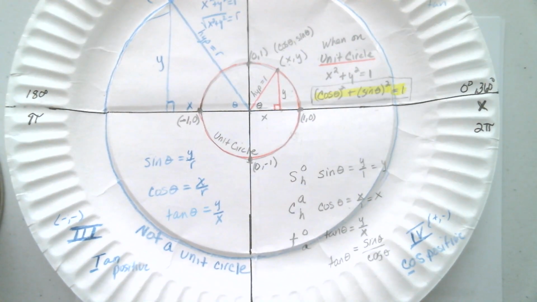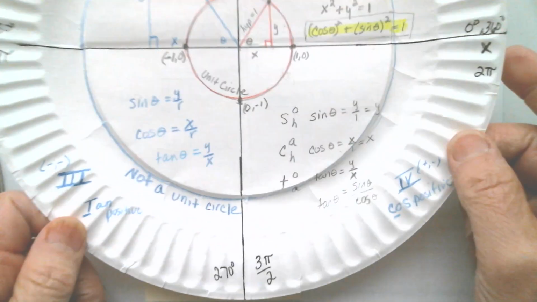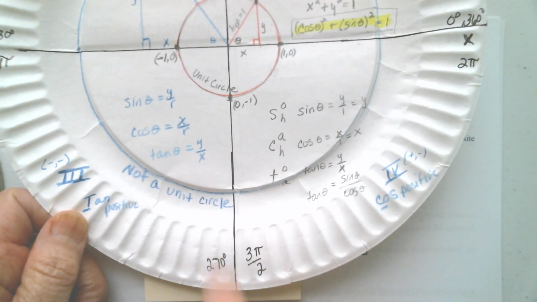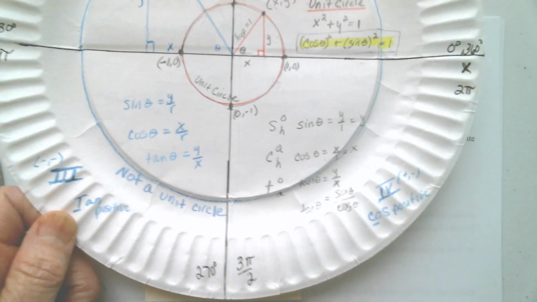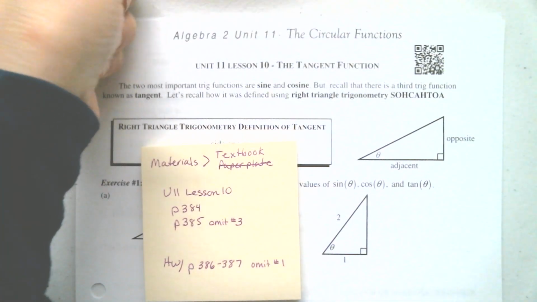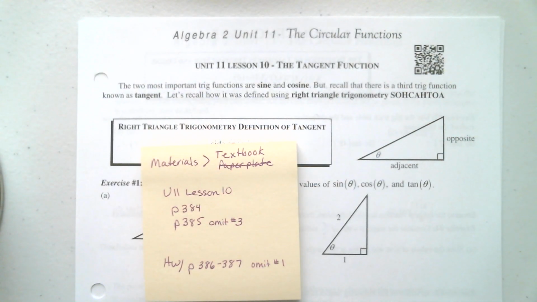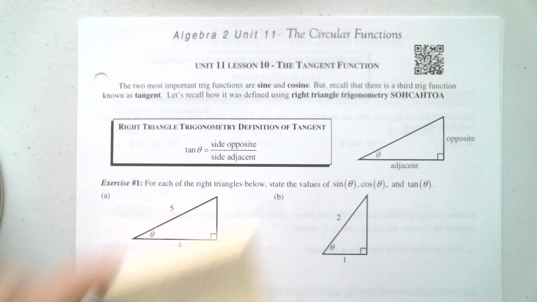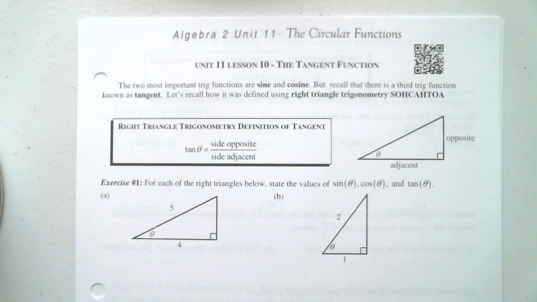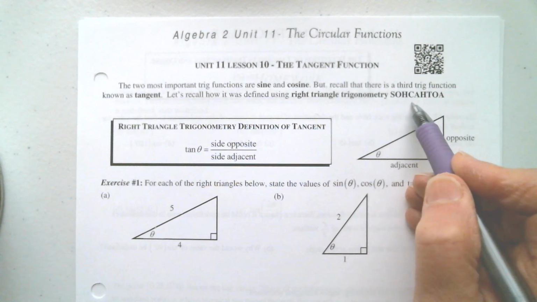So in today's lesson, we're going to reinforce what we already know, and that is that the tangent of theta is equal to y over x. So we're just getting some practice in with tangent today. In the textbook, on page 384, the tangent function. The two most important trig functions are sine and cosine, but recall there's also our third trig function known as tangent. So recall our SOHCAHTOA.